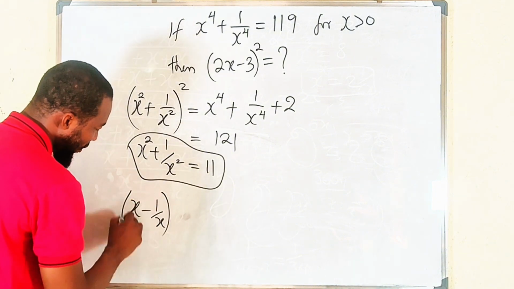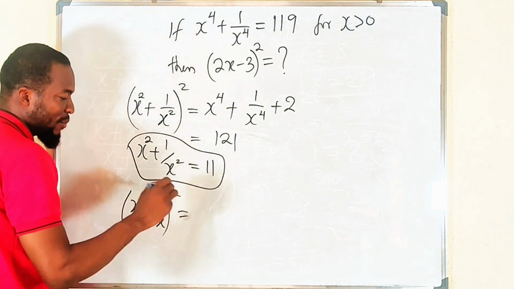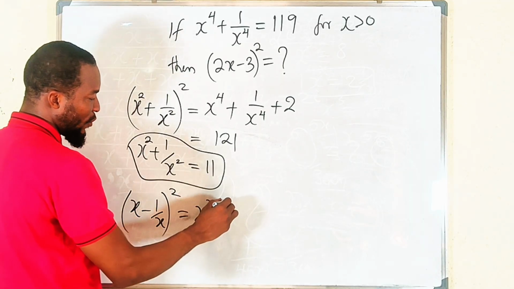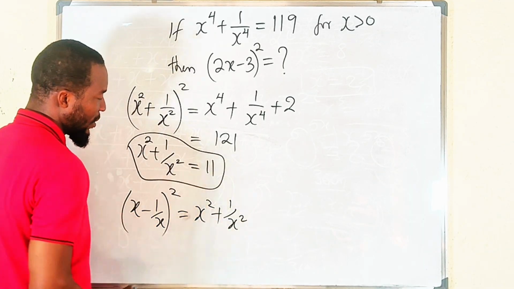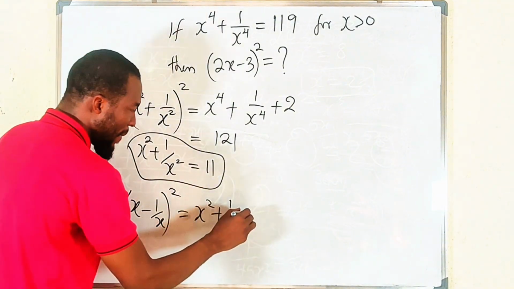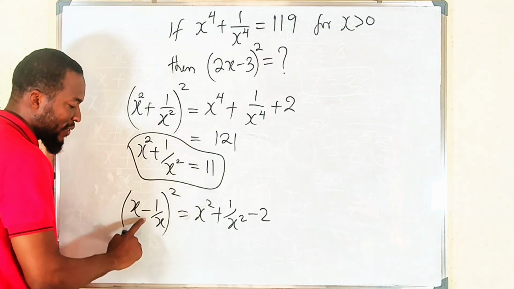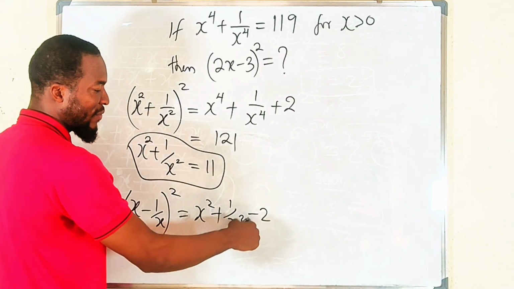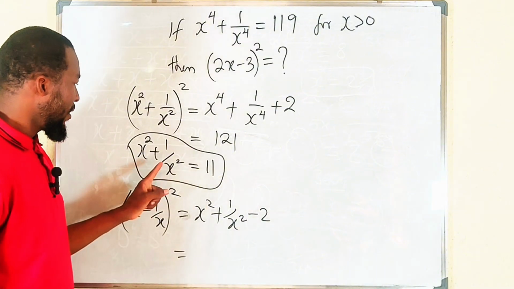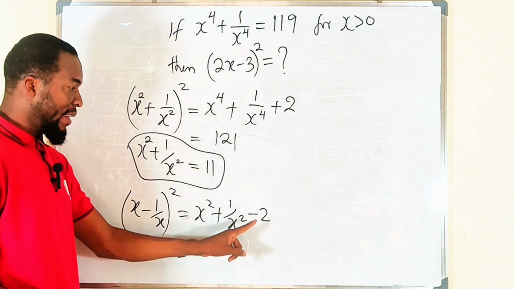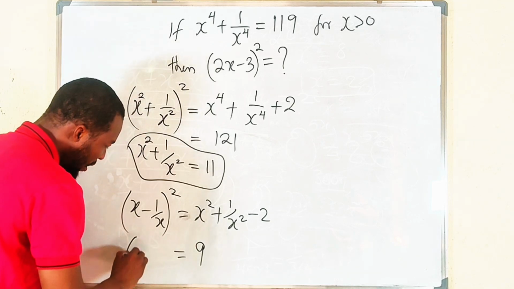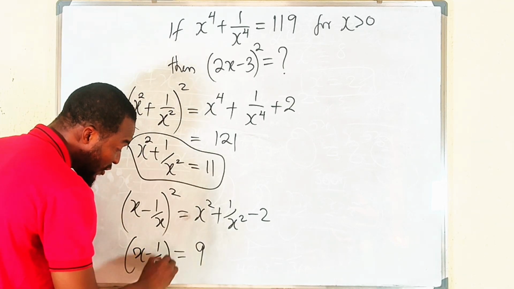So I would like to square this. First term squared is x squared. Second term squared is 1 divided by x squared, which we have here as 11, right? Then minus 2 times this times this. This times this is 1, times negative 2 is still negative 2. So I would like to do the same thing I did earlier. This is 11, right? 11 minus 2 is 9. So the whole of (x minus 1 divided by x) squared is 9.